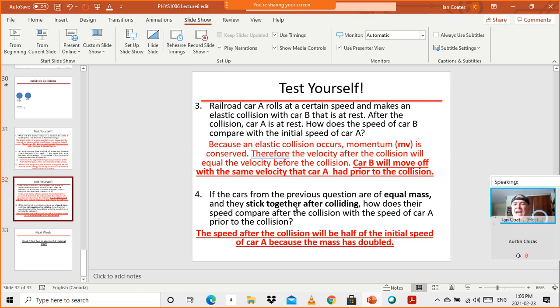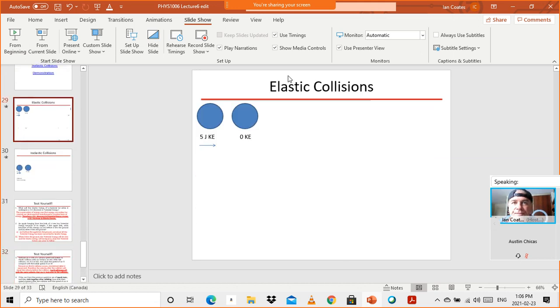Railroad car A rolls at a certain speed and makes an elastic collision with car B that is at rest. So we have car A and car B, and they make an elastic collision. After the collision, car A is at rest. How does the speed of car B compare with the initial speed of A? And this whole question here is just this one right here.